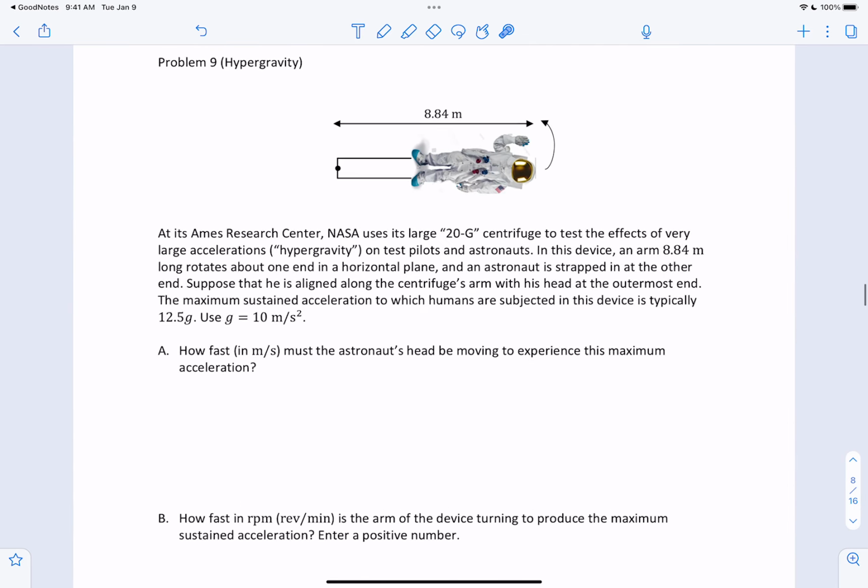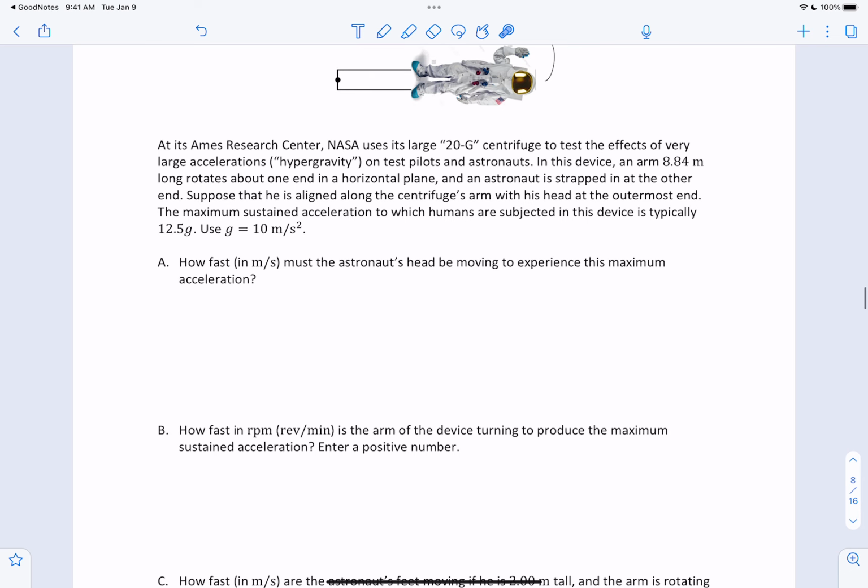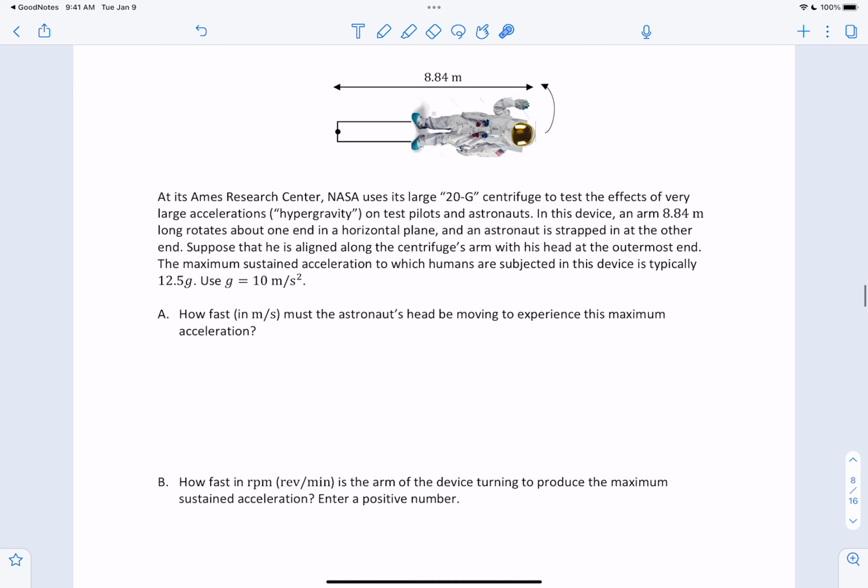Problem 9: at its Ames Research Center, NASA uses a large 20G centrifuge to test the effects of large accelerations. An 8.84 meter long arm rotates about one end in a horizontal plane. Suppose that the astronaut is aligned along the centrifuge's arm with his head at the outermost end. The maximum sustained acceleration is 12.5 g. So that's 12.5 times the acceleration of gravity, right?